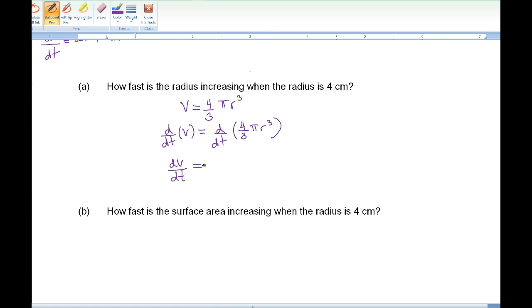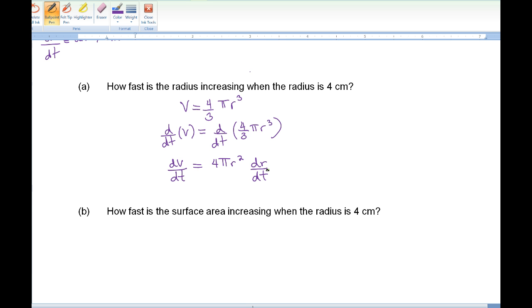What about the right side? Well, 4/3 pi is just a coefficient. So I'm going to move the 3 to the front, so that will cancel the 3 on the bottom. So we get 4 pi r squared dr dt. Let me just pause there.